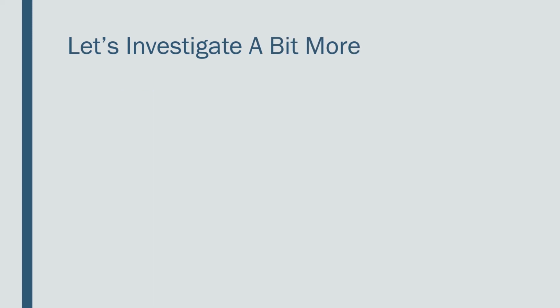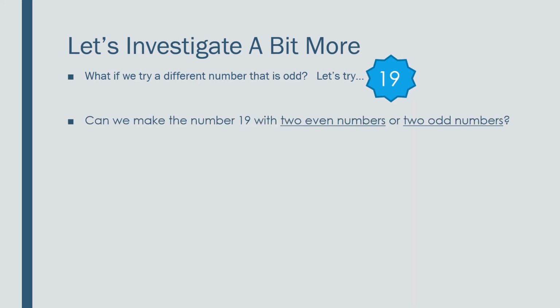Let's investigate a bit more. What if we try with a different number that is odd? Let's try 19. Can we make the number 19 by adding two even numbers or two odd numbers together?